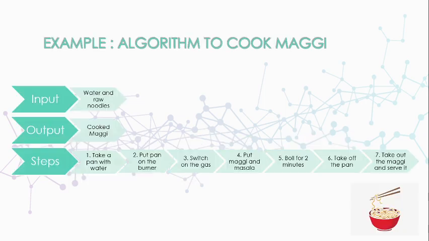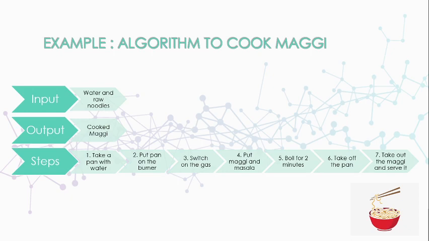Moving on, we are going to look at some examples on algorithm. The first one is algorithm to cook Maggi. In the previous slide we have seen that algorithm has basically 3 parts: input, output, and steps. So here in this algorithm, the input will be water and raw noodles. Output will be cooked noodles or cooked Maggi. What will be the steps?